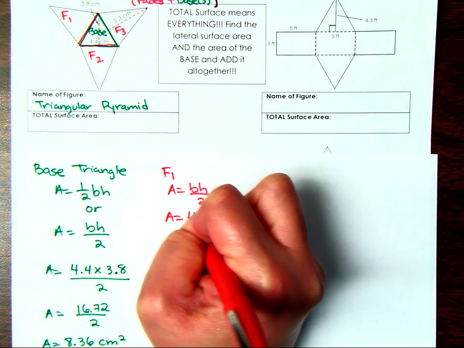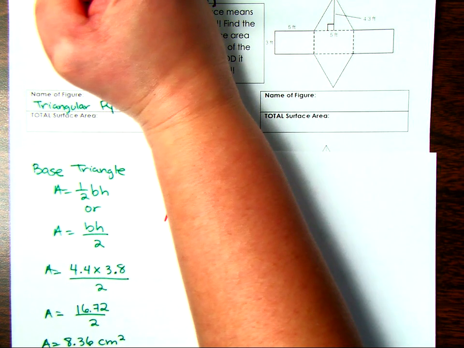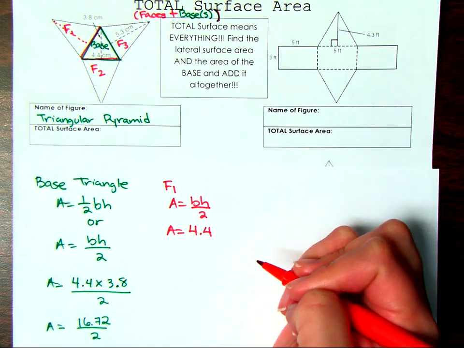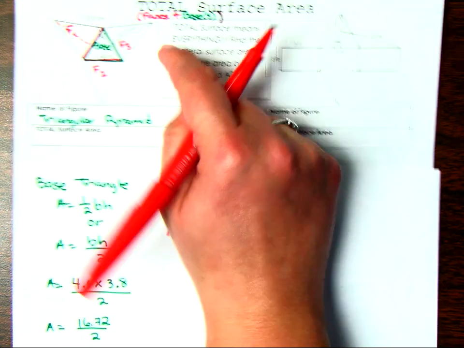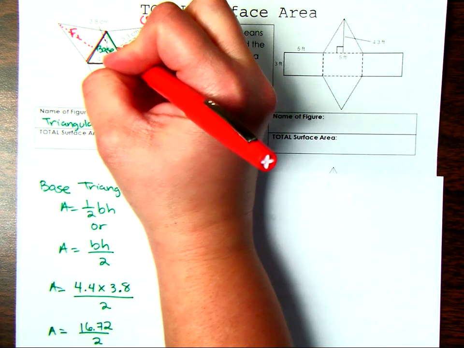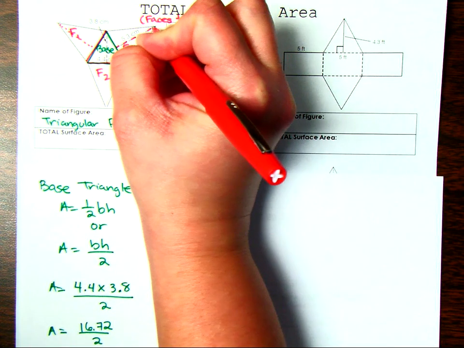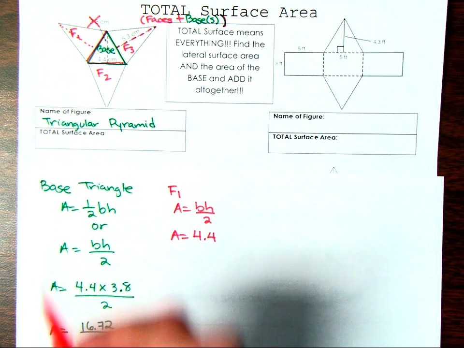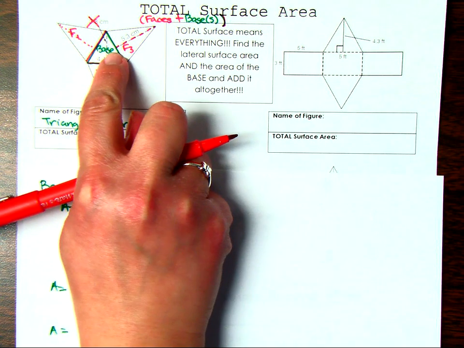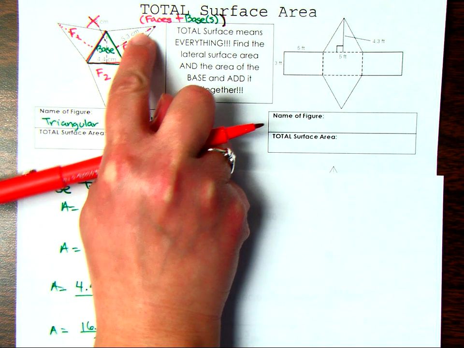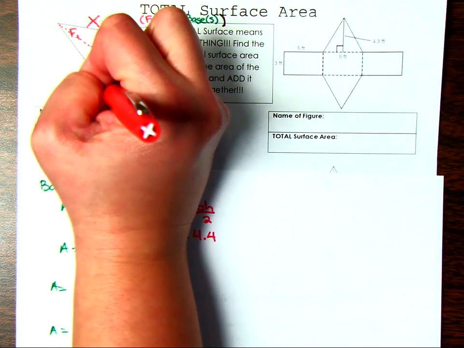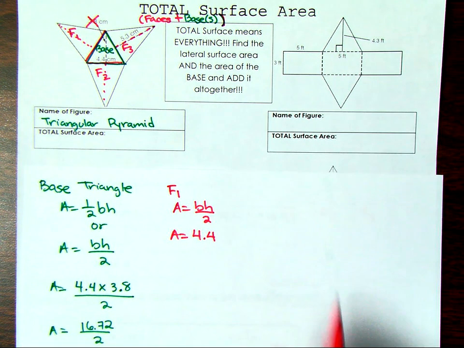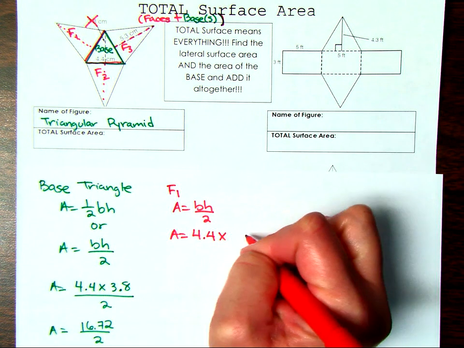So 4 4/10, but the height right there. If you were to fold this triangle up with this triangle up, these heights are the same. So we're not going to use 3.8, because that's the height of the triangle in the middle, where this triangle is the same as that. Okay, so if we fold those up, we need to make sure we're using the correct number.